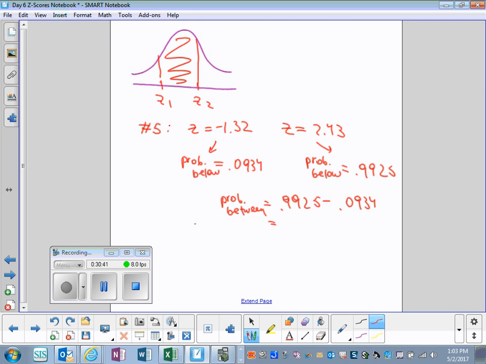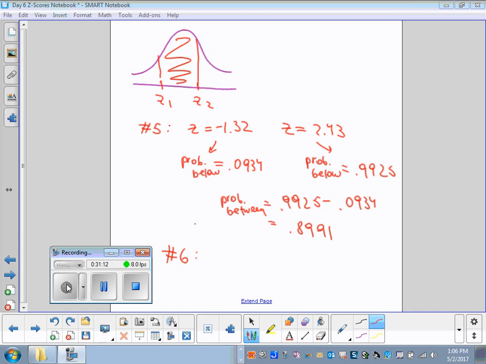0.05. Oh, something is wrong here. We don't need to go above, just below. Yes. Yep. Did you say 0.9925 minus 0.0934? Yep. Questions about this?